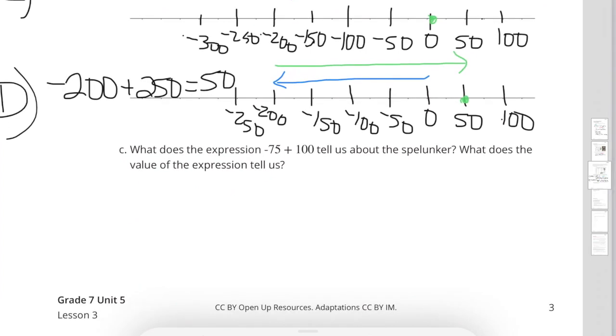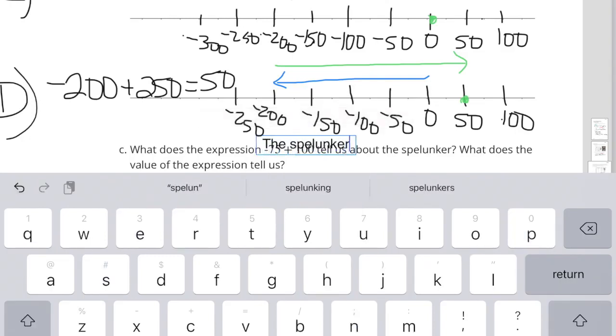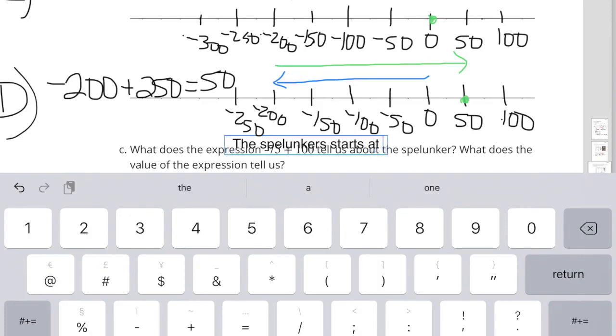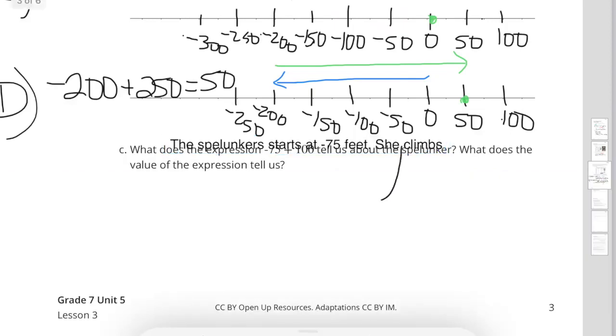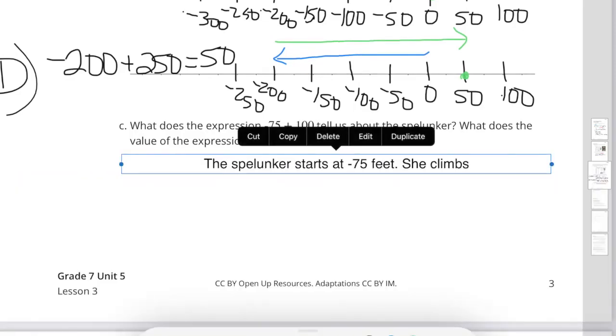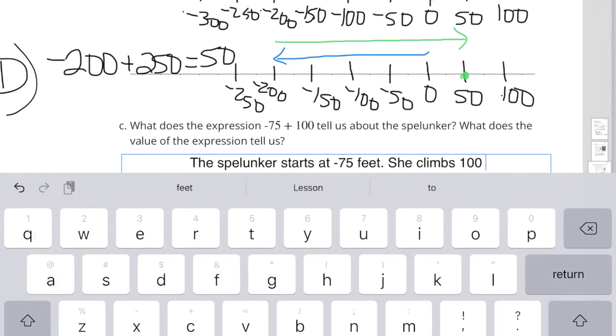On C, what does the expression negative 75 plus 100 tell us about the spelunker? So that means the spelunker starts at negative 75 feet. She climbs, because it says plus 100. So it says plus a positive 100. So she climbs 100 feet up.